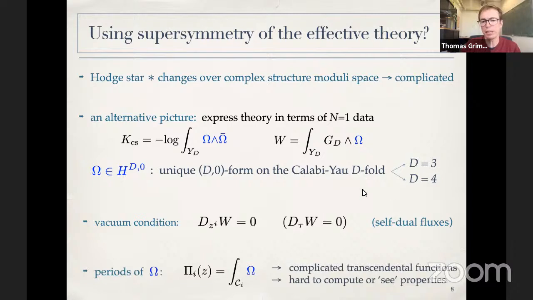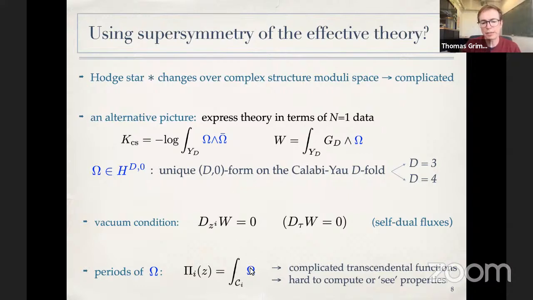In fact, there's holomorphicity in the game. As you know, the superpotential is holomorphic. But nevertheless, things are still complicated. What actually happens now is that all the information is in the integrals over this Omega. Omega is the top holomorphic form on the Calabi-Yau, so it's the (3,0)-form on the Calabi-Yau threefold or the (4,0)-form on the fourfold.